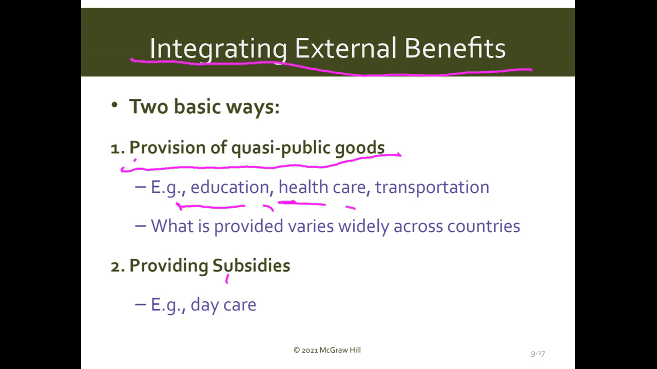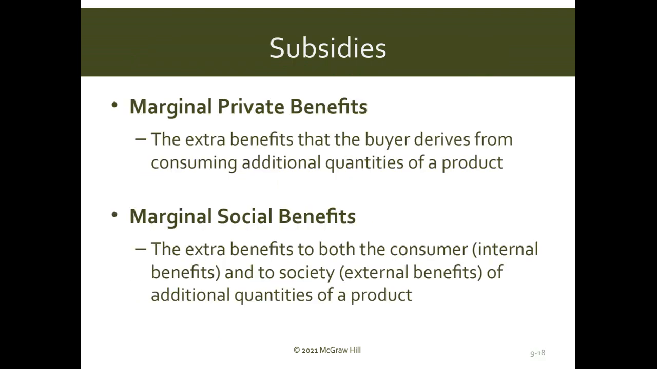Second, the government might also allow private sectors to produce, but give them a subsidy, for example, in daycare. I'll show you two diagrams of external benefit, and see how the government will integrate these benefits. I don't have to review marginal private benefit, marginal social benefit, same as marginal private cost and marginal social cost. These are the definitions, just read.